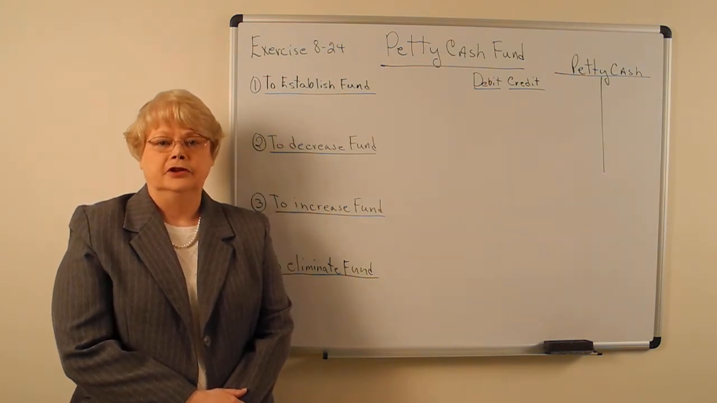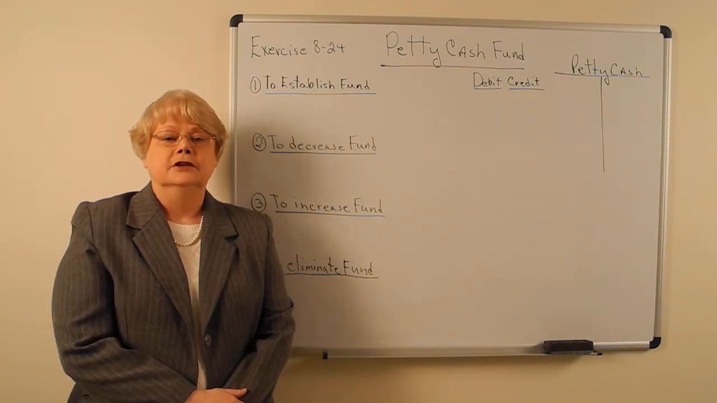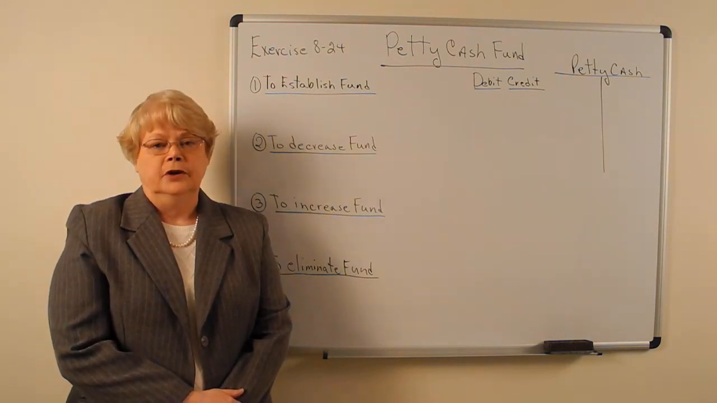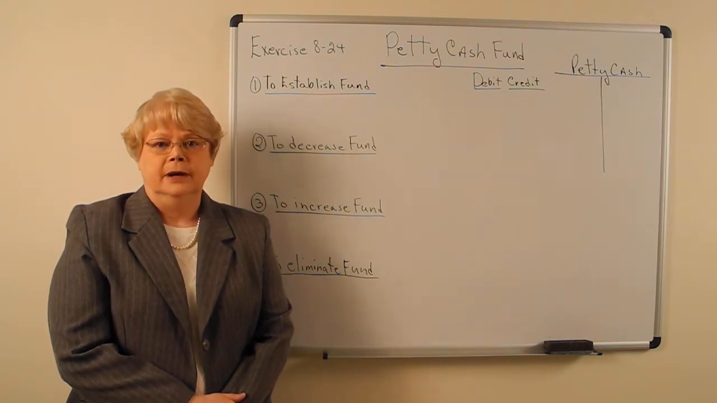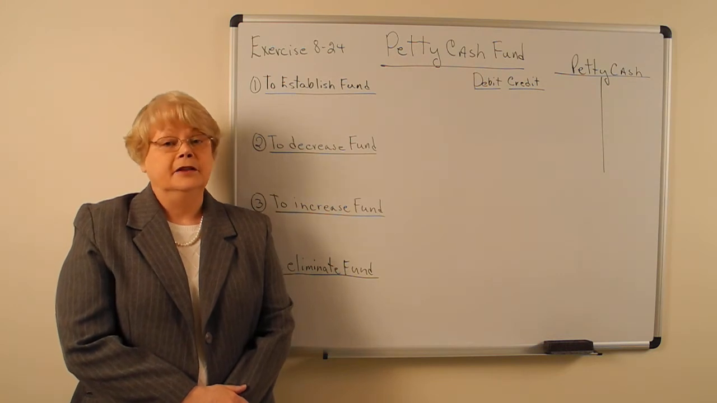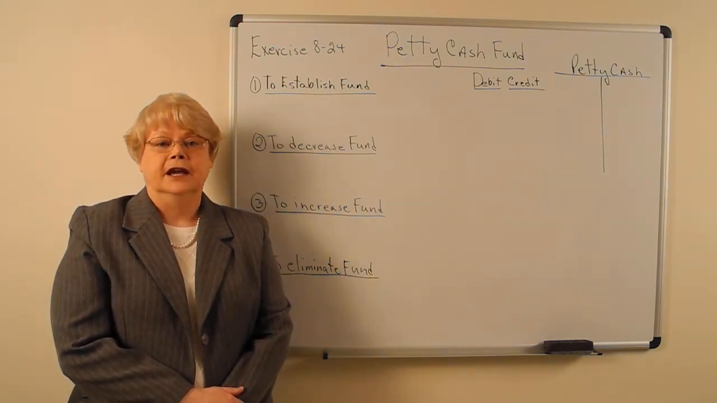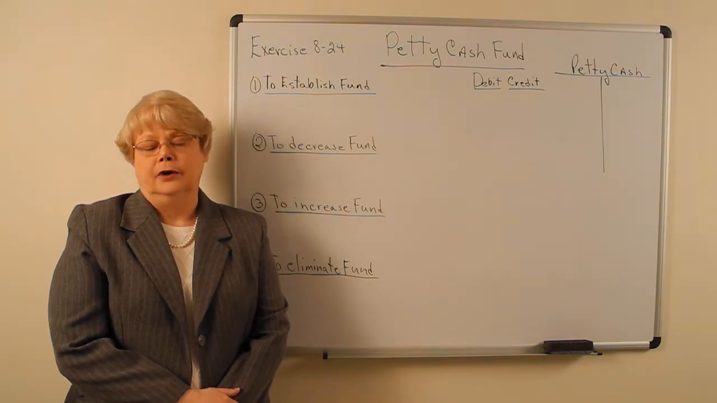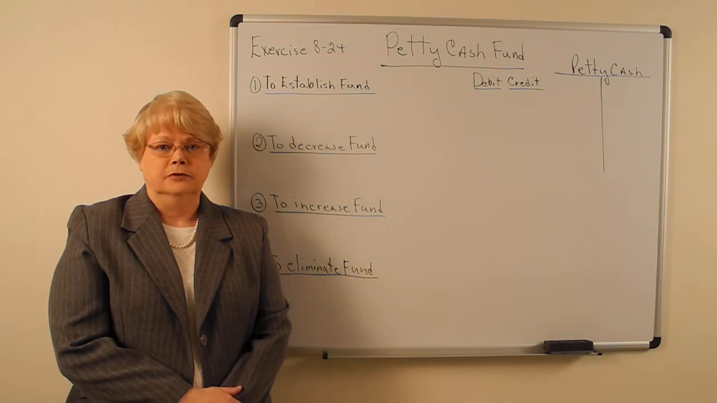And what you would have to do to establish the fund is to have a check written to the petty cash cashier, who would then take the check to the bank, cash the check, bring the cash back, and put the cash in the drawer. Then, as money is paid out of the petty cash fund, the individual receiving the cash would sign a voucher or a receipt, and that would be put into the petty cash drawer.